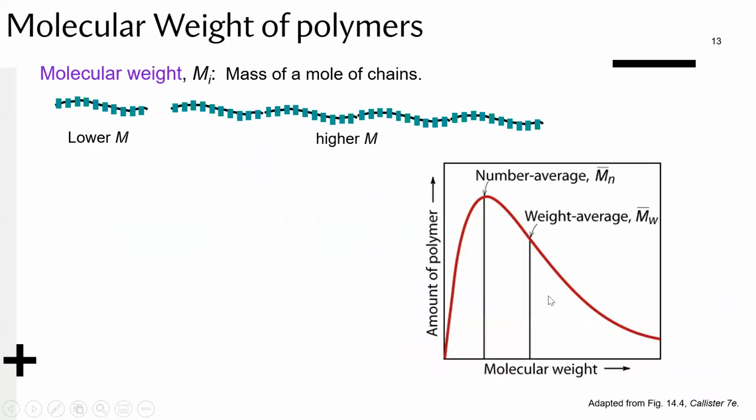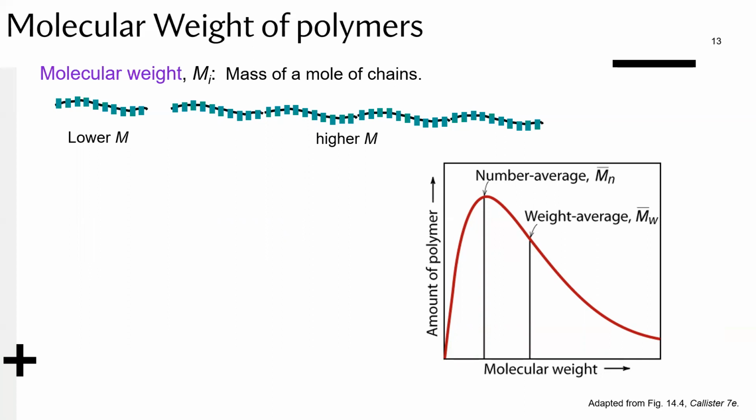Now, again, how do we define molecular weight? It's the mass of a mole of chains, or the mass of a mole of pencils, or a mole of whatever that you are trying to find its molecular weight. Now, so here again, it's showing the distribution, and it's typical that the weight average is larger than the number average. I will leave it to you to think about why that is, but for polymers, it's typical that this happens.